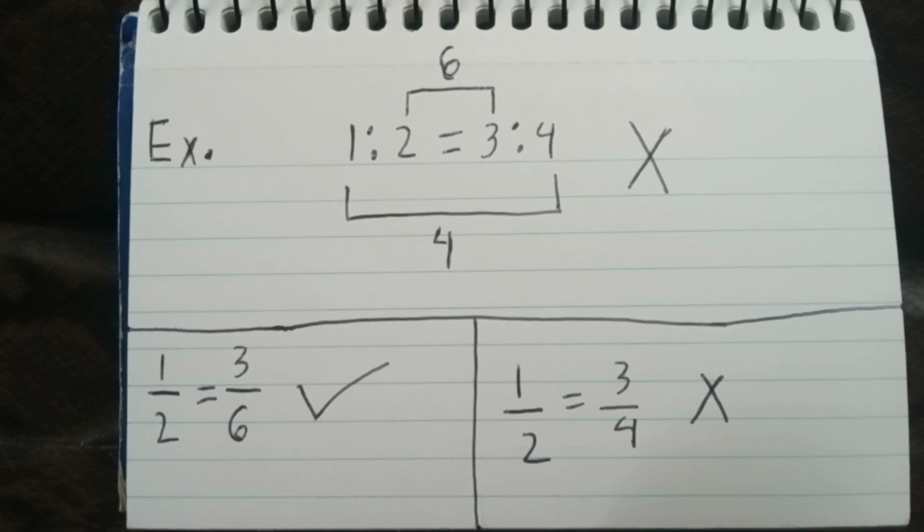So let's start by multiplying the means first. 2 times 3 is 6. And 1 times 4 is 4. Are they equal? No. So this means this is not a proportion.